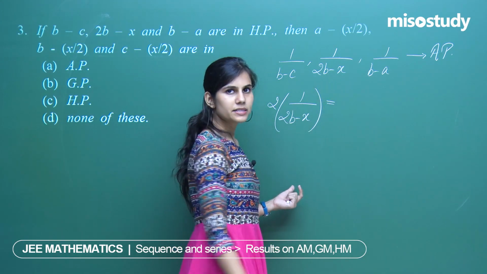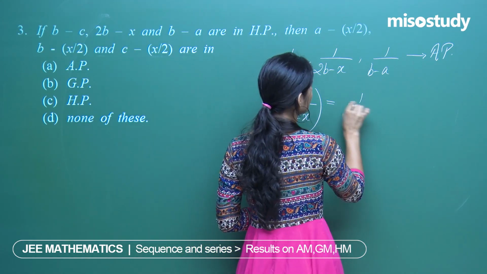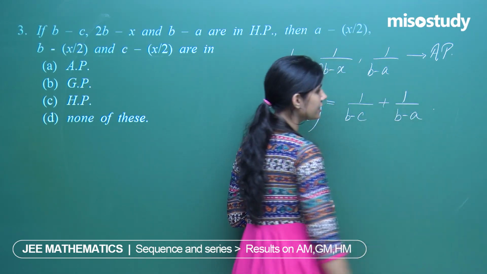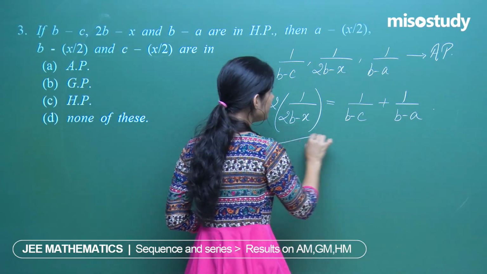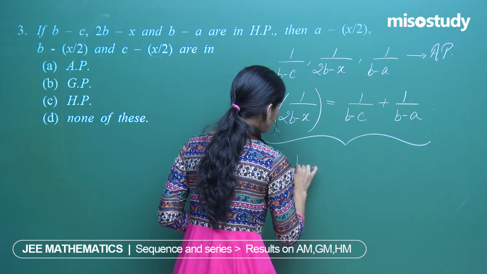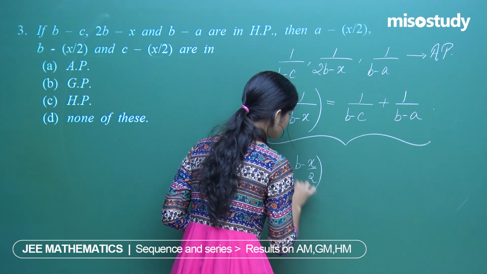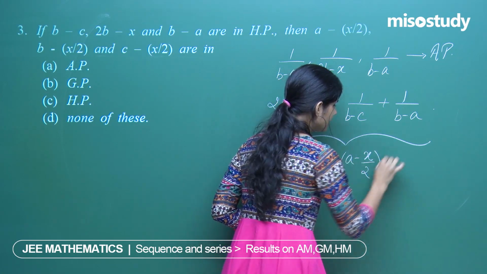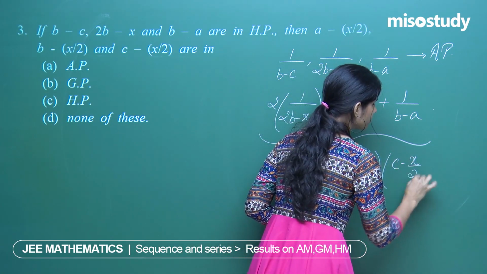Twice of the middle term is equal to the sum of the first and the third. So 1 upon B minus C plus 1 upon B minus A. Very easily you can resolve this expression completely, and what you are going to get is (B minus X by 2) whole square is equal to (A minus X by 2) into (C minus X by 2).